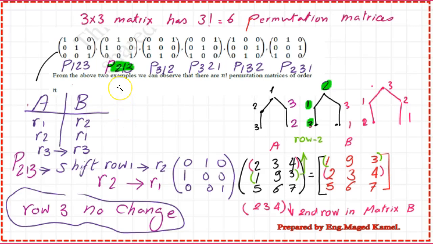We'll start to review B213. Second row, first row, third row. Second row 0 1 0, 1 0 0, 0 0 1. What happened?